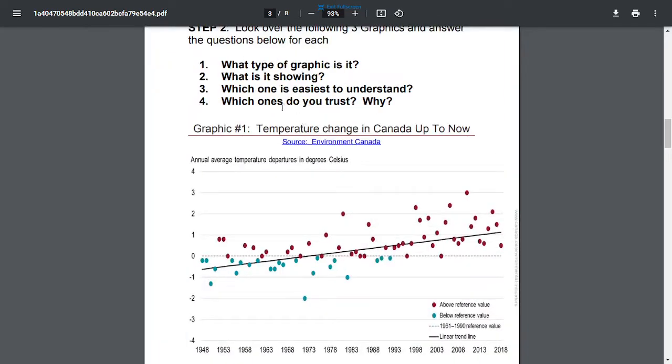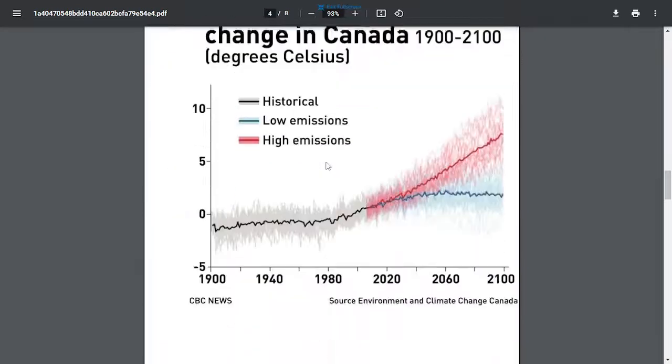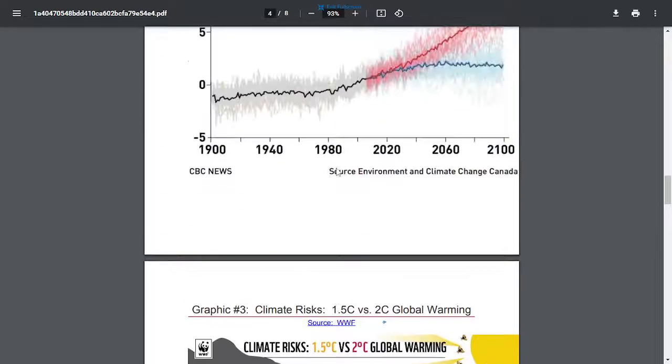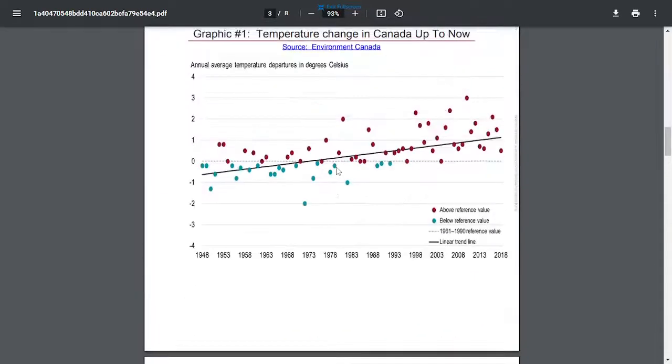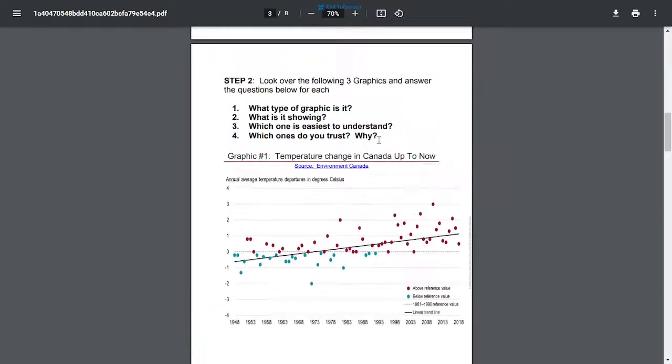Which one is easiest to understand? When you look at these graphics, they're all kind of telling the same thing. Which one was the easiest to understand? If you can say why, that would be great. This is your opinion. Which ones do you trust?